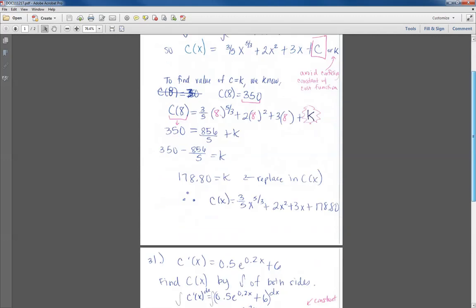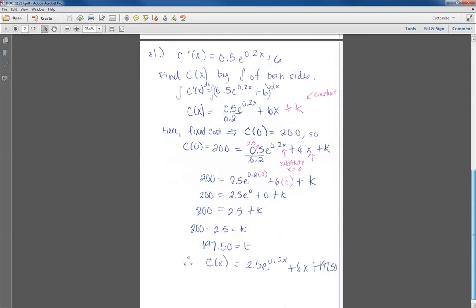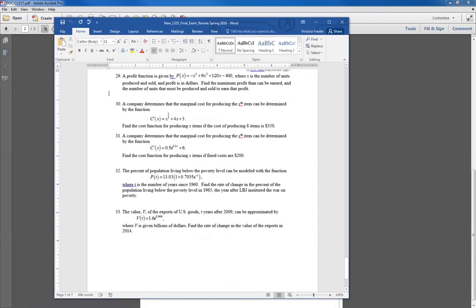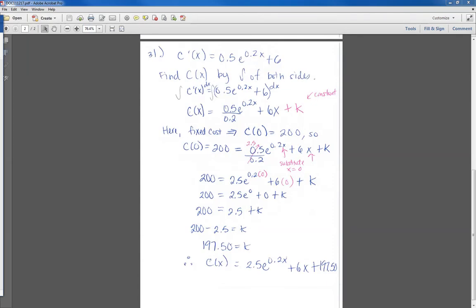Okay, and then likewise, number 31, so I'll just quickly flip back. Number 31, it gave us a marginal cost function, said the fixed cost, which means that when 0 items are produced, is $200. And so we do the same thing, we just have to use different integration rules. I've taken the antiderivative of both sides. Remember, when you have an exponential, in this form right here, like the e to the 0.2x, you're going to divide by that 0.2.